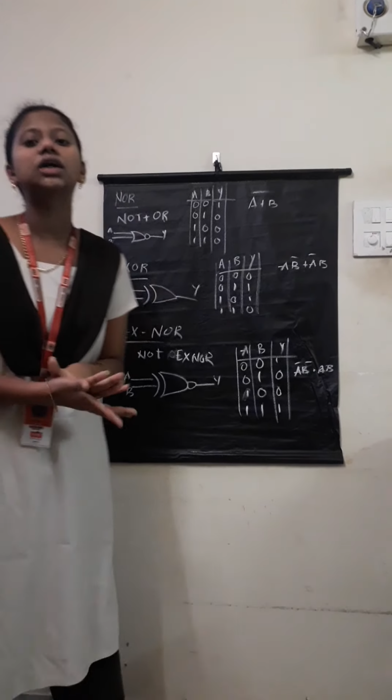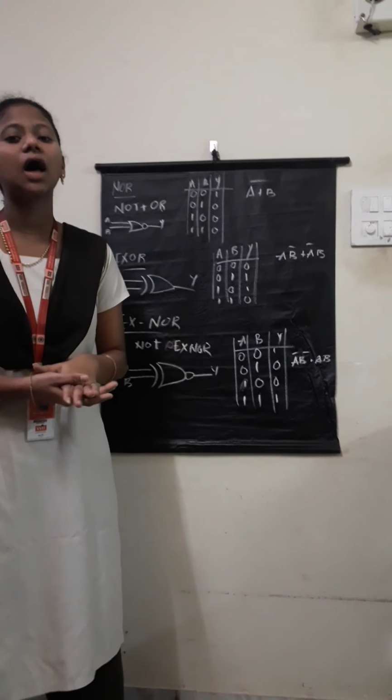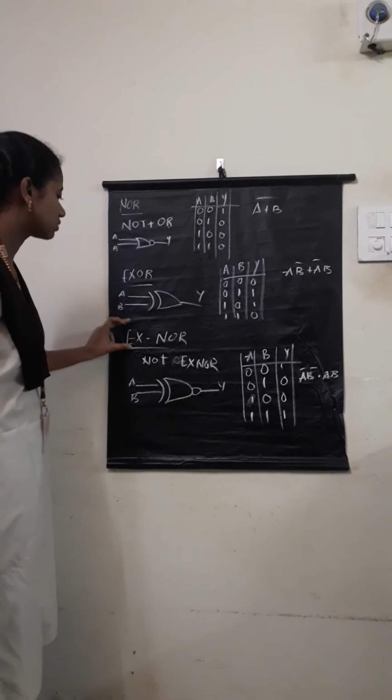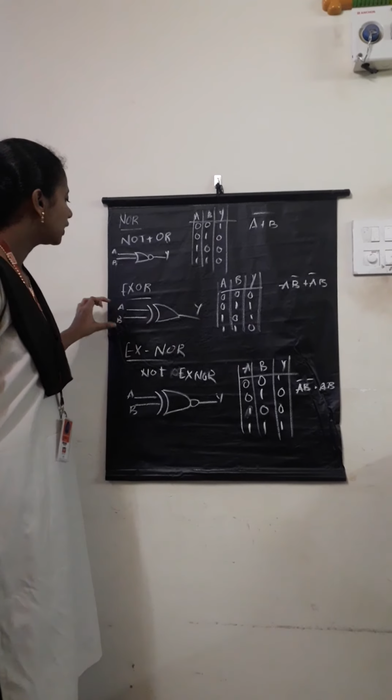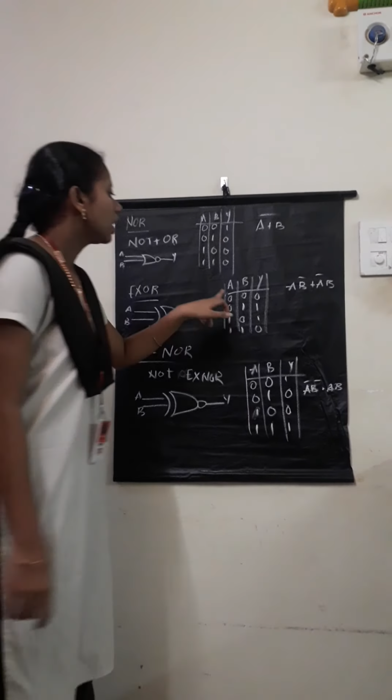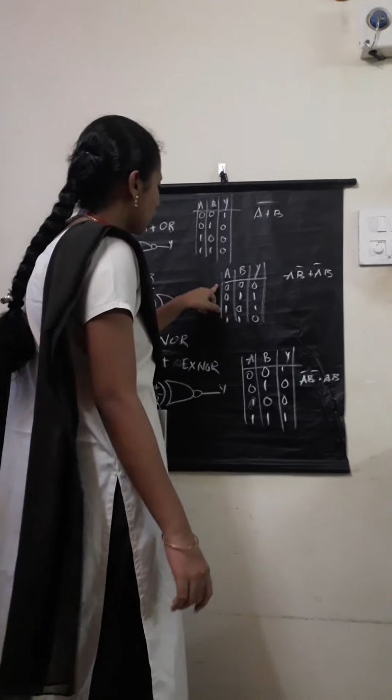Now coming to the third type of logic gates, the other gates. They are XOR and XNOR. XOR: this is the logic gate design of the XOR. It has two inputs and one output. Coming to the truth table of the XOR.